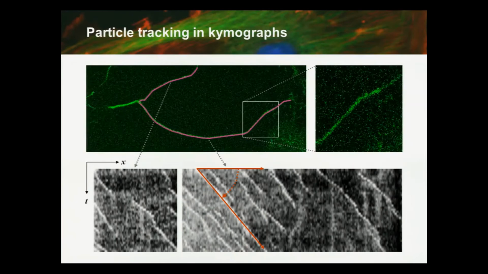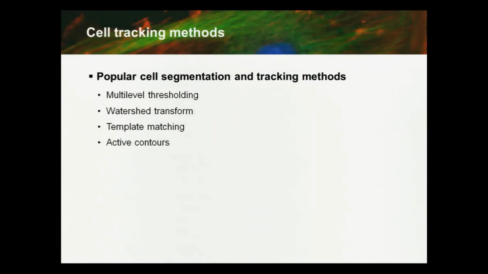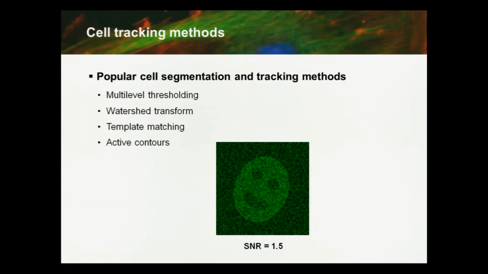Finally, some words about cell tracking. Cells are much bigger objects, so we have more information about them. Many techniques have been developed for this problem as well, as I told you before. We're not going to go into details because I only have a few more minutes, but here you can do a similar kind of consideration, a thought experiment. If I have a cell or a nucleus with some nucleoli in there, signal-to-noise ratio 1.5. You remember maybe from the particle tracking example, if you have a single sub-resolution particle with SNR 1.5, you don't see anything most of the time. Now I have a whole cell, which is much bigger, signal-to-noise ratio 1.5, and you can see it.